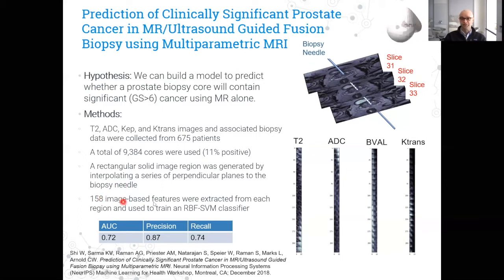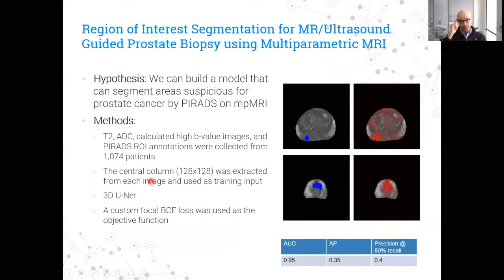We generated features from these. We generated 158 features, and we trained an SVM. So no deep learning was used in this work. We achieved an AUC on our test set of 0.72 with a precision of 0.87 and a recall of 0.74. We presented this work a few years ago at NeurIPS. That was an interesting project, but it really leaves voxel information on the table, right? We want to use all the voxels within an image to try to detect prostate cancer.